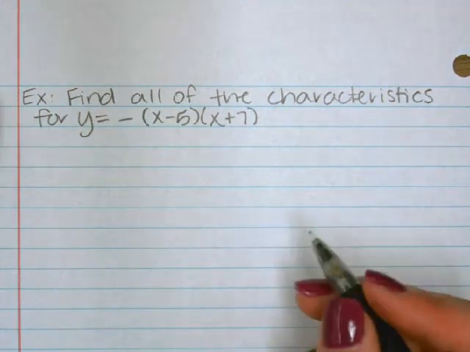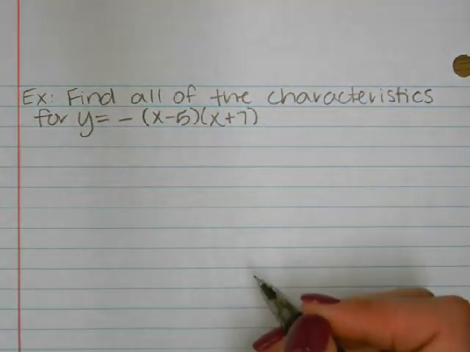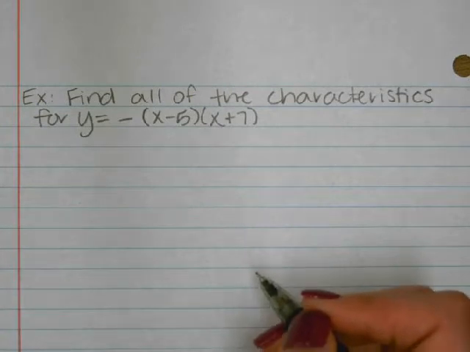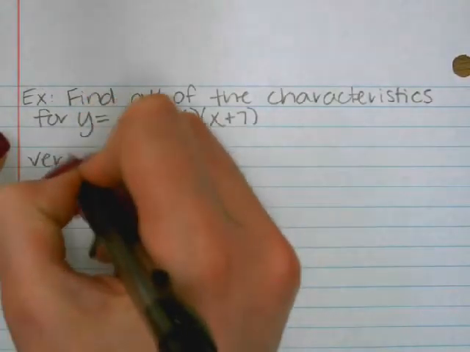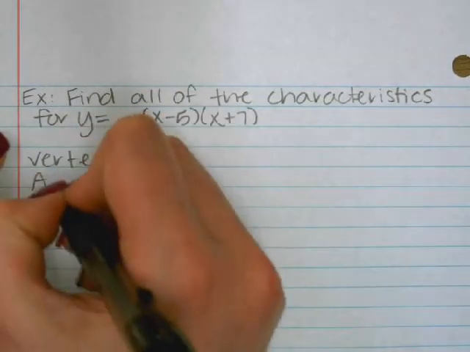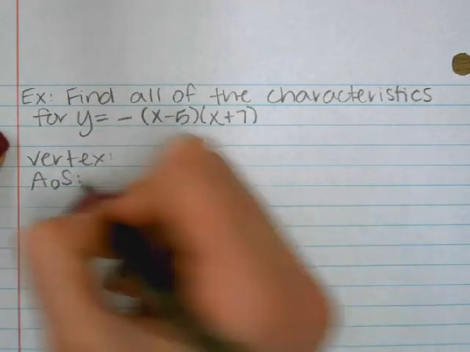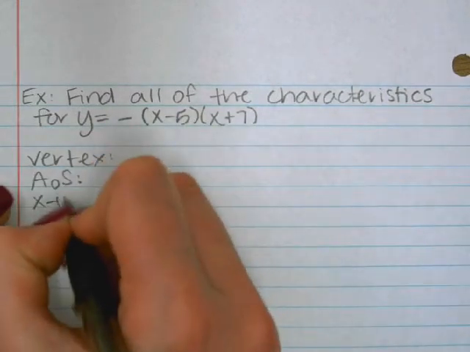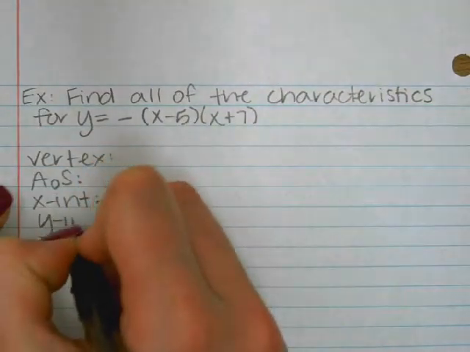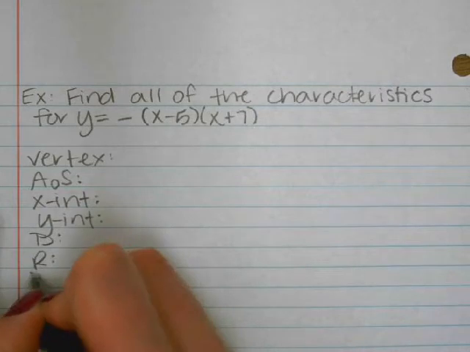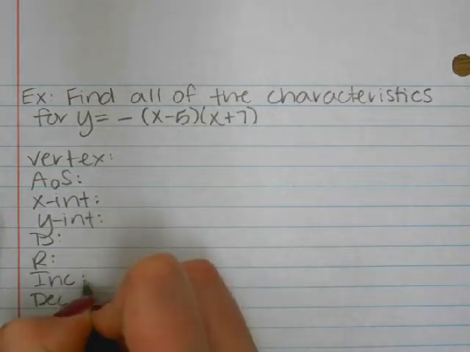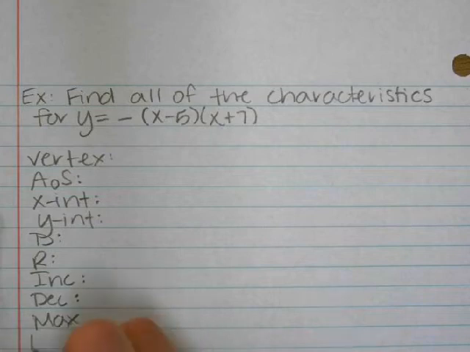So I'm just going to go ahead and make a list of some of the characteristics that we can find. Transformations are one that you can typically look for, but we're not going to get many transformations from this form, so I'm going to kind of ignore it in this situation. I'm going to look for the vertex. We can start doing axis of symmetry now that we've talked about it. I know that I'm going to look for x-intercepts and y-intercept. And I'm going to look for domain and range, increasing and decreasing intervals, and then max and min. So we got kind of a list of things to do here.